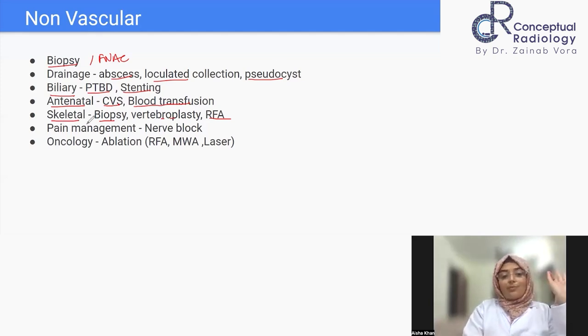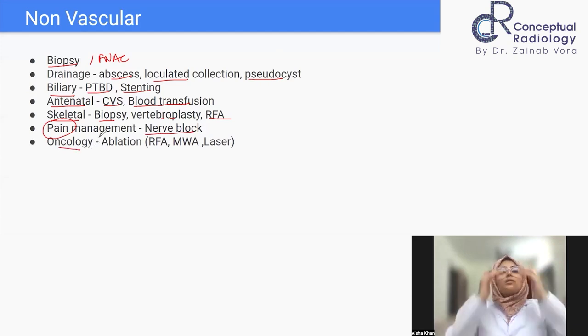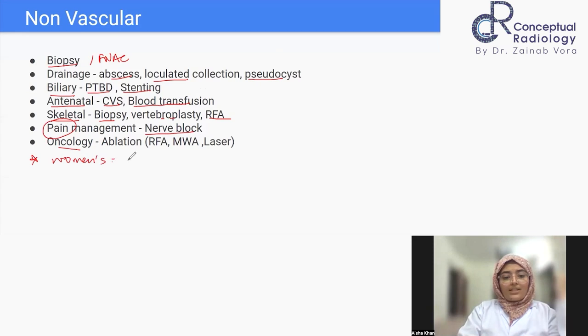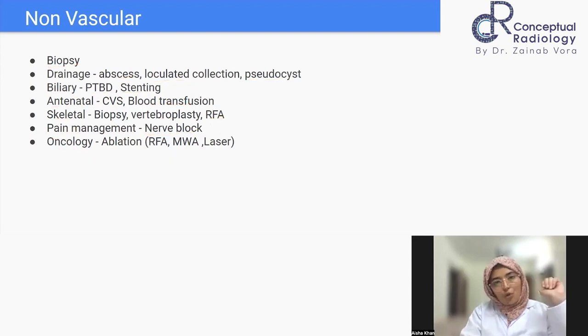Also, in pain management there is a lot of role. We can give nerve blocks, and in oncology there is so much of upcoming role also. All kinds of tumors anywhere in the body, HCC, RCC, you have a lot of role. Besides this, you have women's imaging, such as breast biopsies, uterine artery embolization, among other things. So IR has a lot of scope today. Almost in all genres of the medical field, IR is penetrating and it is having its clear and distinct role. This was some non-vascular stuff.